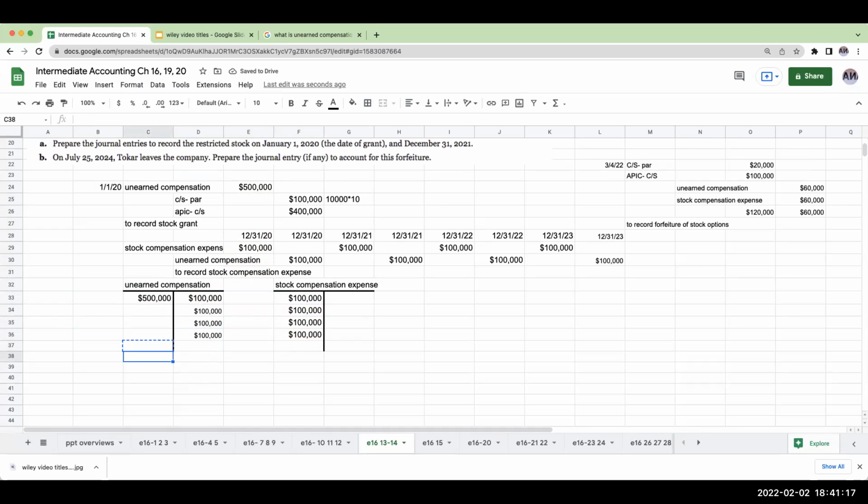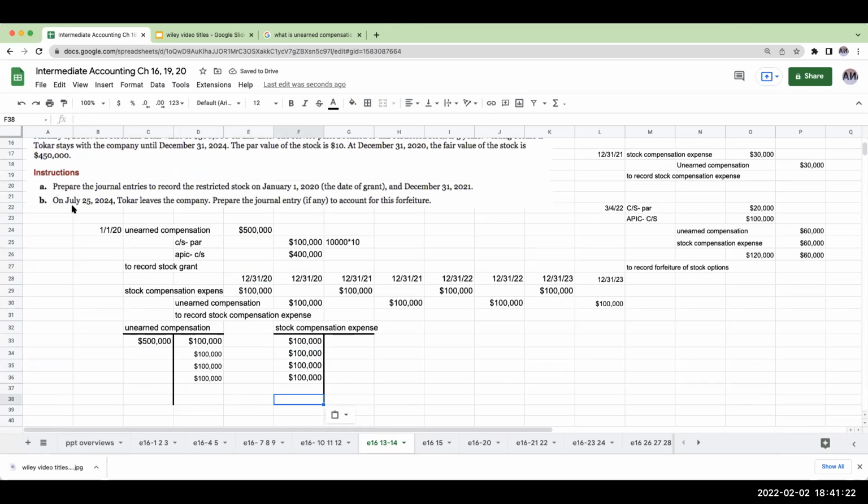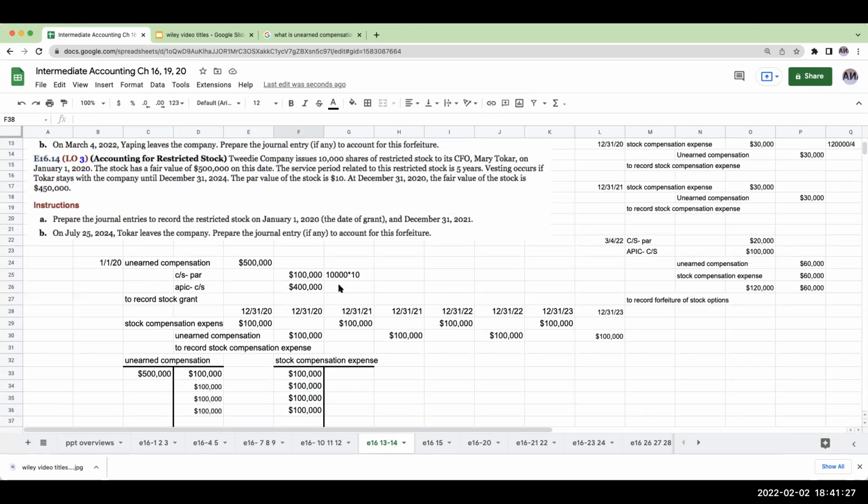Well, we're now getting to the point where on July 25th, 2024, Tokar leaves the company. It's in the service period. So Tokar is going to be giving up all rights to these shares. On 7/25/24, we're going to debit the initial stock issuance because we're going to pull that back. So this is going to be for 100,000, and this is going to be for 400,000.